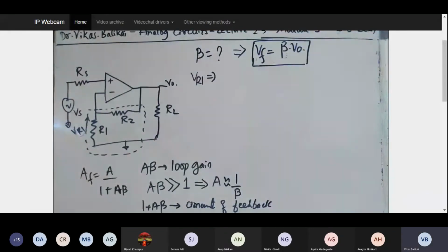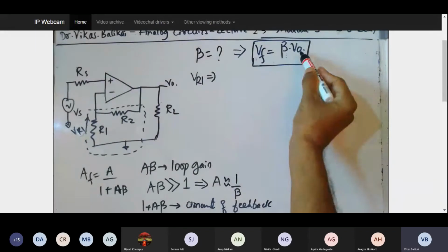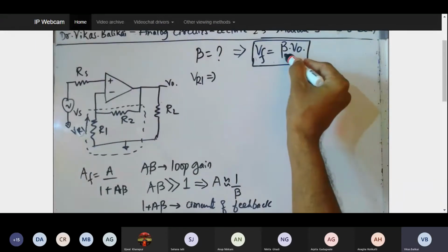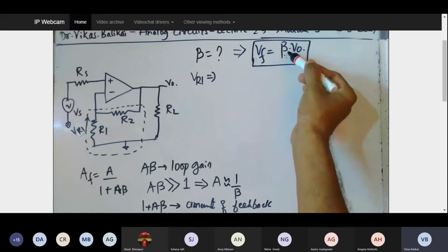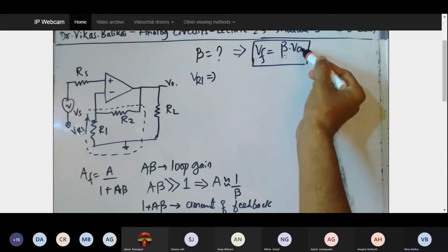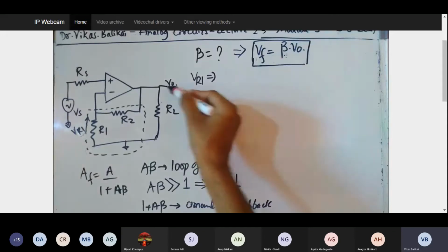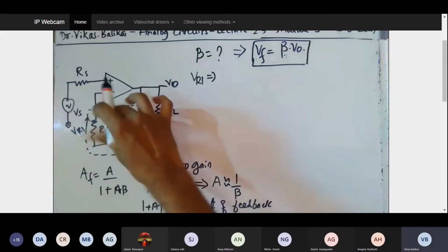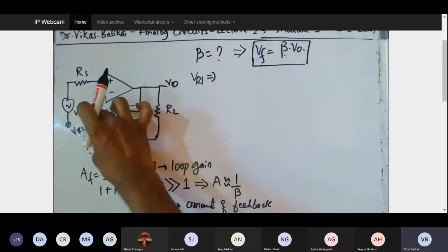Feedback is given by beta times V naught. So now I need to figure out what this beta term is. In order to obtain it, I should know what my V naught is and what my VF is. V naught is given as V naught only. VF can be obtained across this resistance R1.